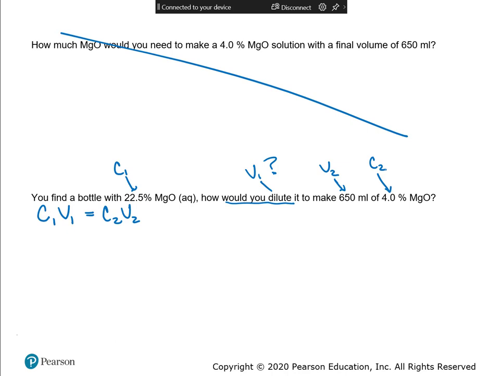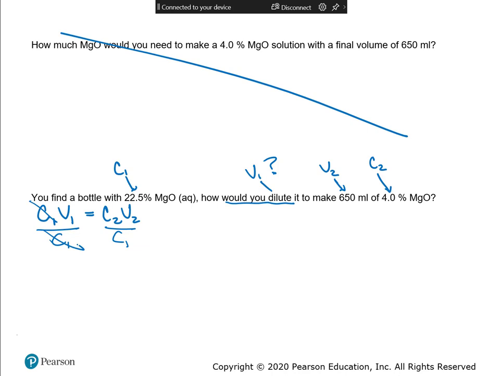I don't know V1, so in my formula, what do I have to move? I don't know V1, so I got to move C1, right? Because see how C1's over on the same side as V1. So remember, if I divide both sides, see how C1 cancels, that moves C1 over to the right side. Remember, it's in the denominator, so it goes in the denominator on the opposite side. Now I just plug them in.